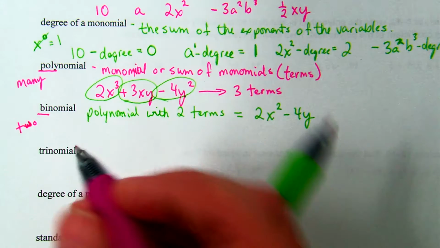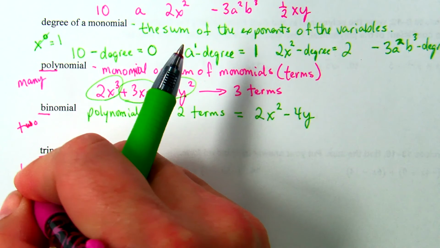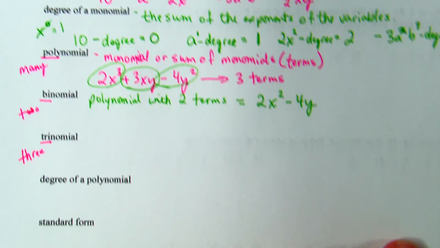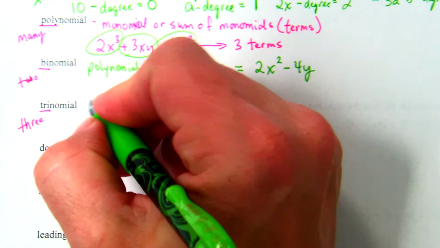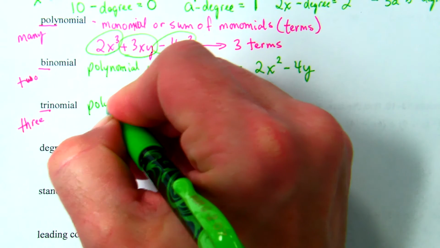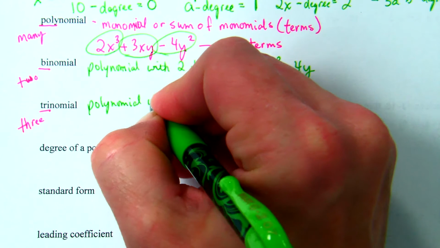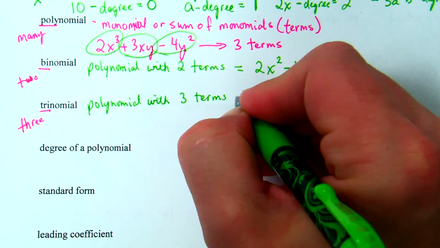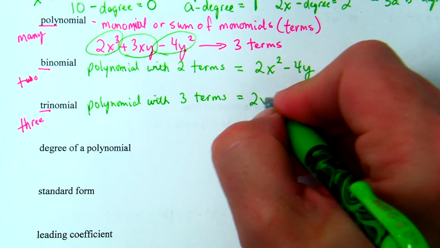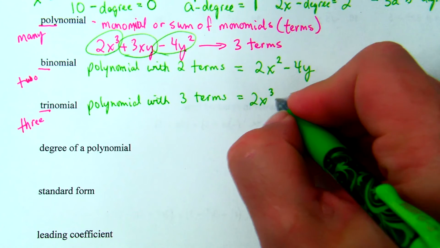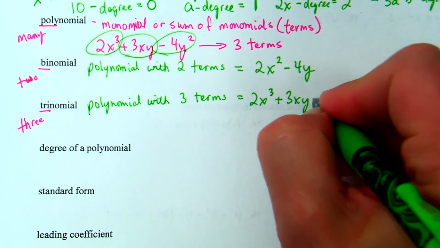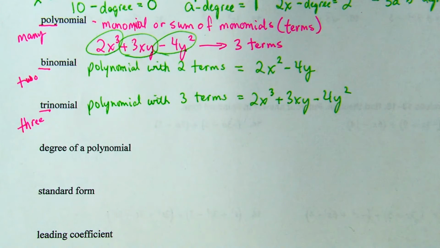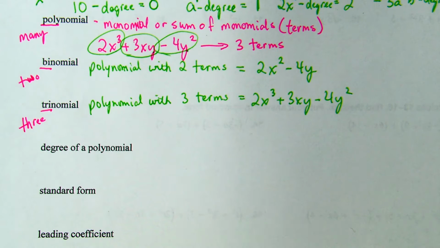And obviously a trinomial is going to have how many? 3. Yes. So a trinomial is a polynomial with 3 terms. And an example of that would be something like 2x cubed plus 3xy minus 4y squared. We may say something like that as an example of a trinomial.